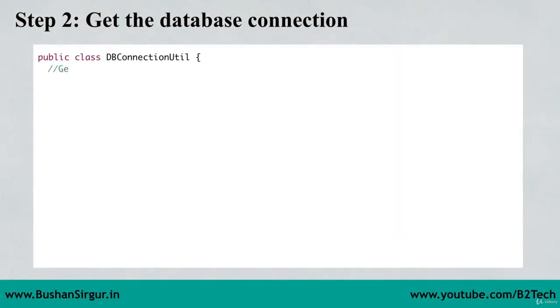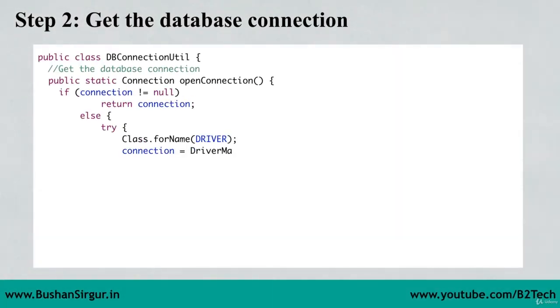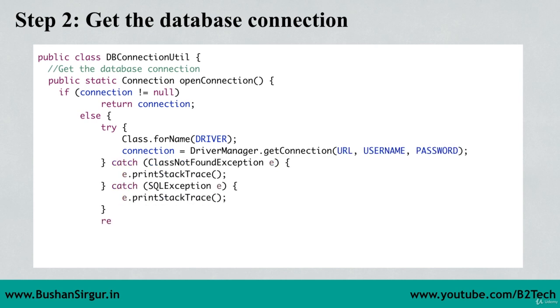The second step is to get the database connection. We will be defining a static method which will return a connection object. So first we will be loading a driver, and then we will be calling a get connection method by providing the database properties like URL, username, and password, which will give the connection object. And finally, we will be returning the connection object.